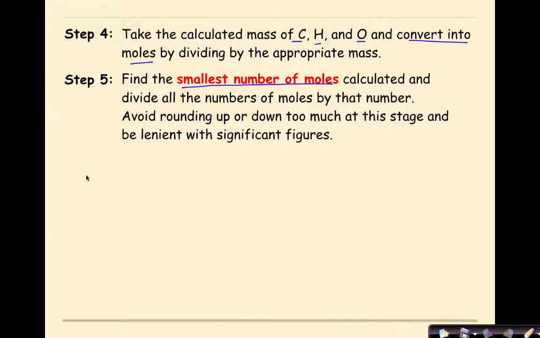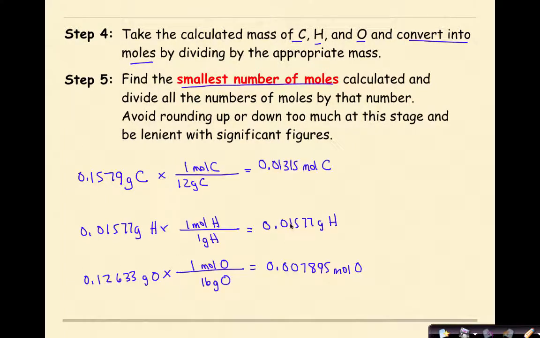Okay, so let's start from the top. We have 0.1579 grams of carbon. We have 0.01577 grams of hydrogen. And we just calculated that we have 0.1263 grams of oxygen. Convert to moles. Okay, so I did my setups. 1 mole of carbon, 12 grams of carbon. 1 mole of hydrogen is equal to 1 gram of hydrogen. 1 mole of oxygen, 16 grams of oxygen.